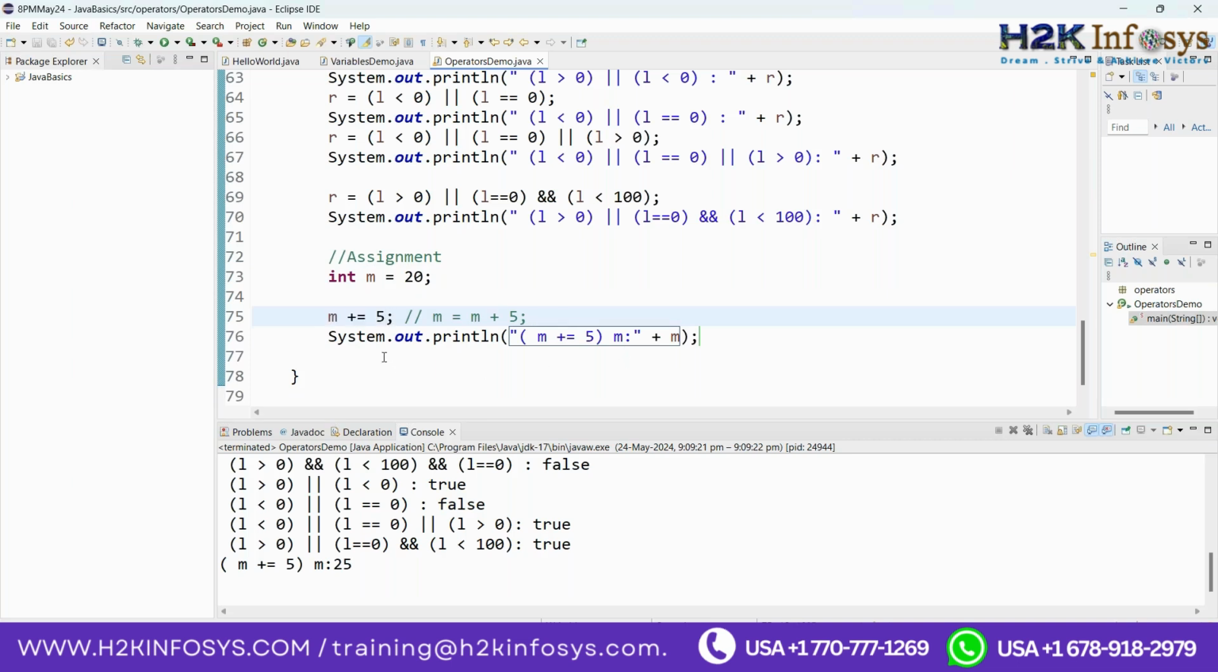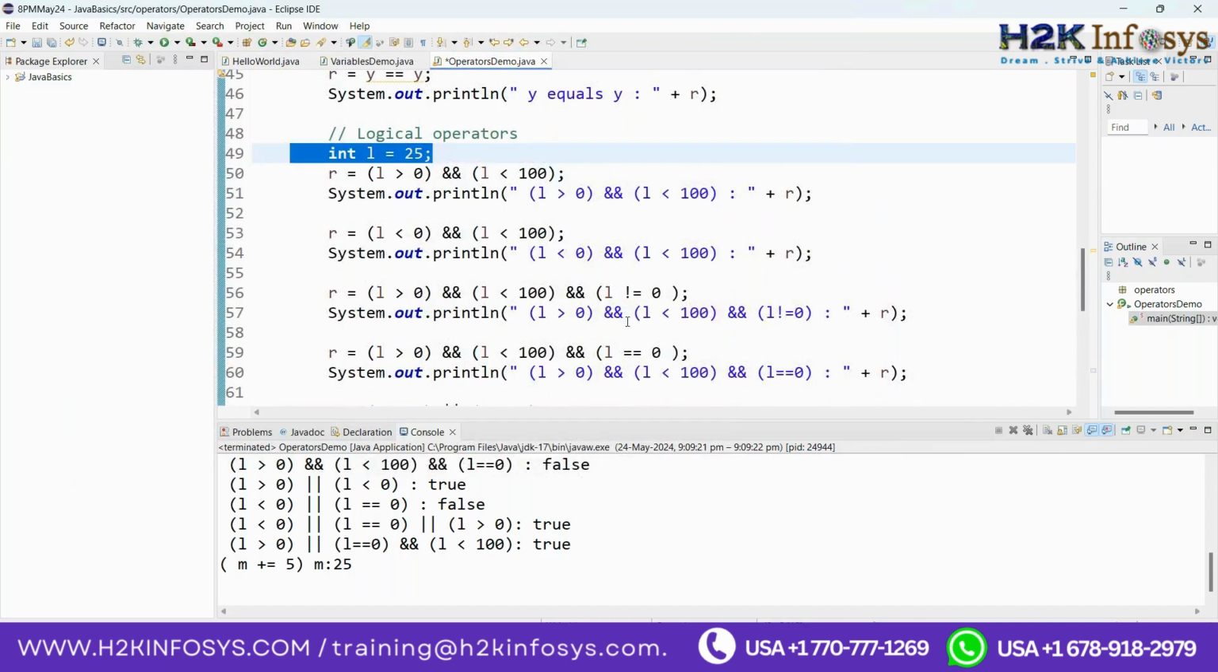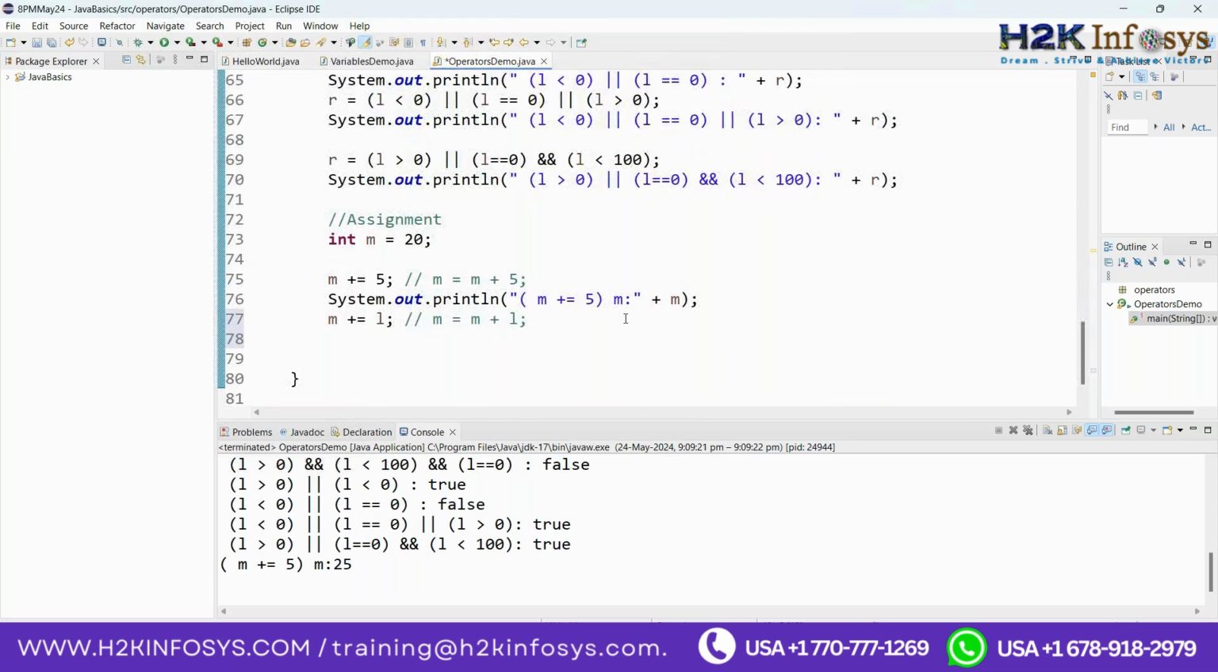Now you may ask me one thing. Can we use another variable also? No problem. For example, m plus l. Now what this means is m equal to m plus l. Now tell me what would be the value. L is 25 already, we declared. L is 25 here. So 25 plus 45 then? 45. No? 50.